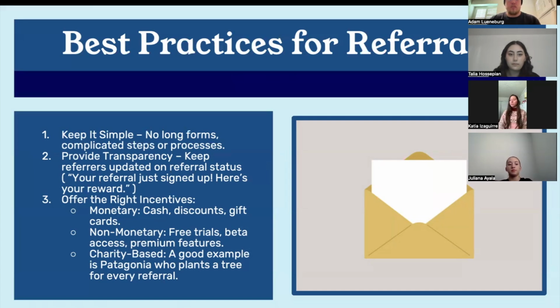Offer smart incentives. So beyond cash, VIP perks, beta access, or even charity-based rewards work well. Patagonia, for example, has a plant a tree referral program where customers can have a tree planted instead of receiving a payout. So the best referral programs are easy, transparent, and rewarding.